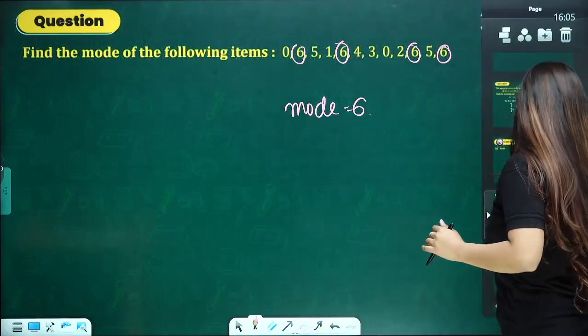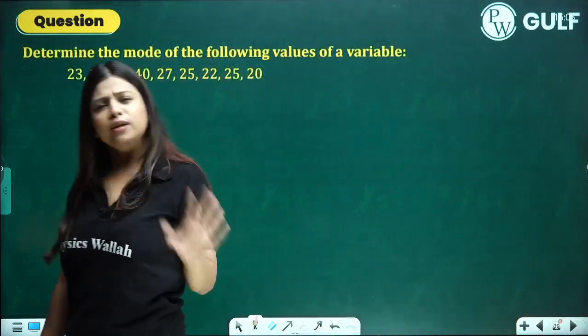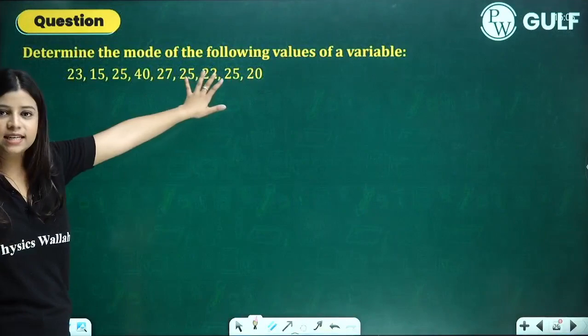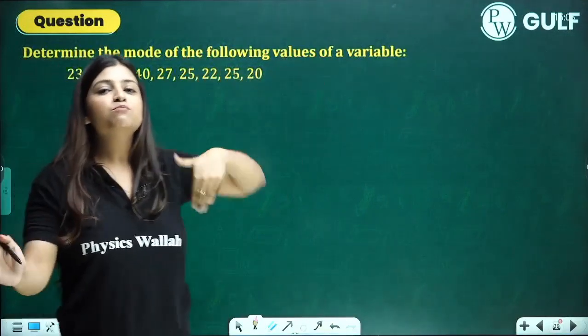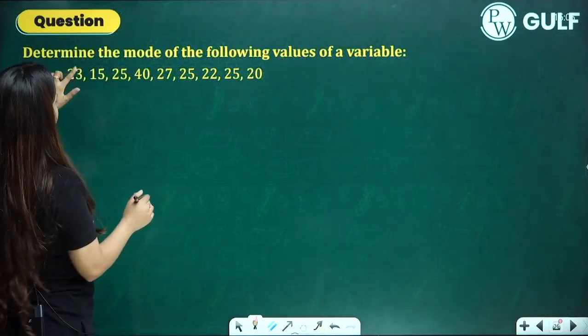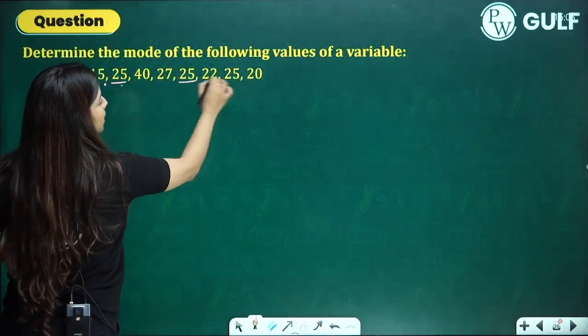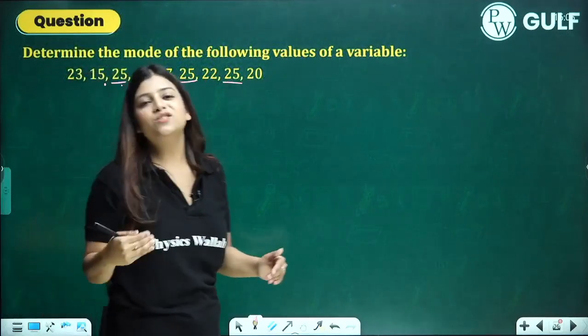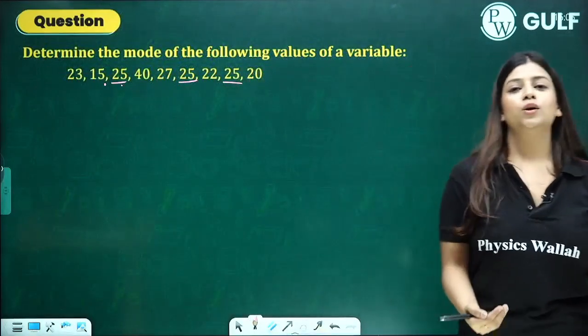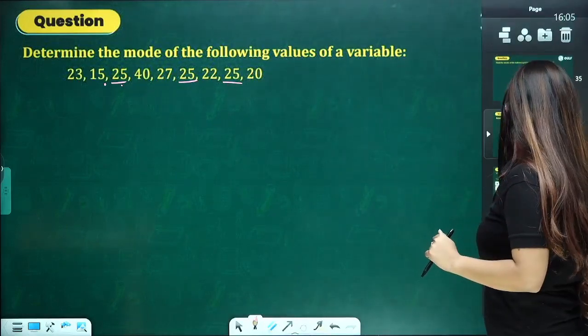Let's see one more question of this. Right? Now over here, determine the mode of the data. What you just have to do is look at the data and see which number is coming more number of times. So over here, as we can see, 23 is coming 1 time, 15 is coming 1 time, 25 is coming 3 times. And since 25 is coming 3 times, this is known as the mode of the data. As simple as that. Right?